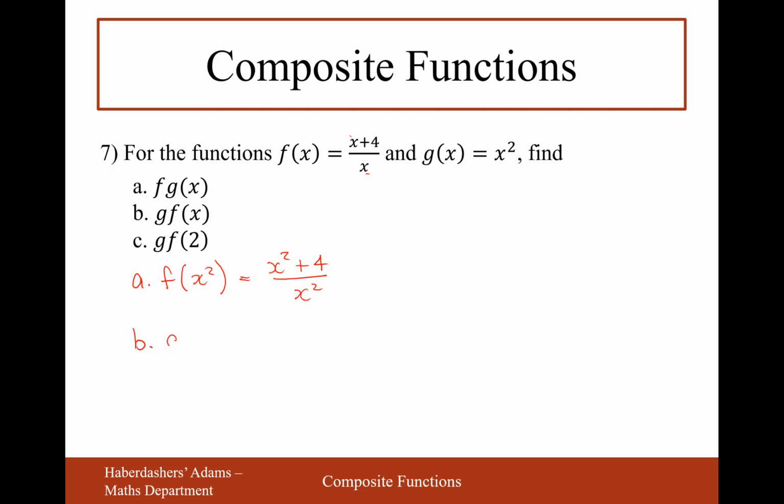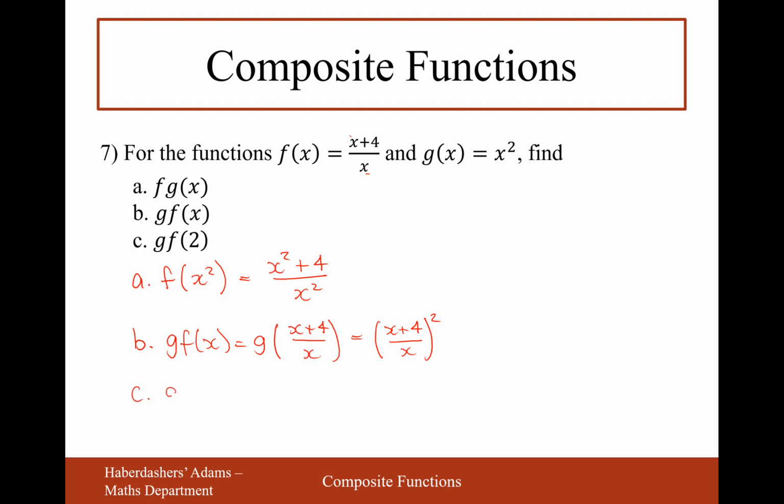Moving on to part B, it's going to be g of f of x. So write out g and then the f function. The f function here is x plus 4 divided by x. And then I'm going to put this algebra into the g function. The g function just squares things. So it's going to be x plus 4 divided by x, and then all squared.